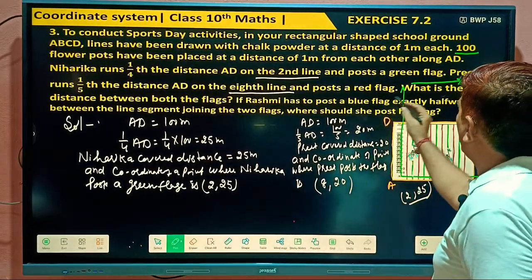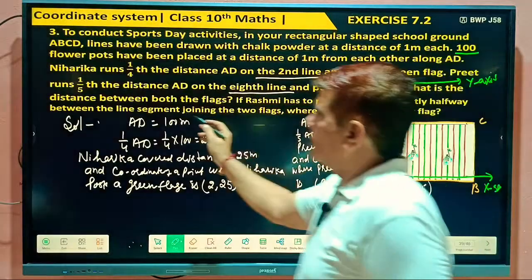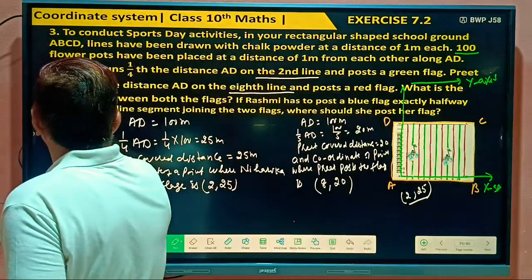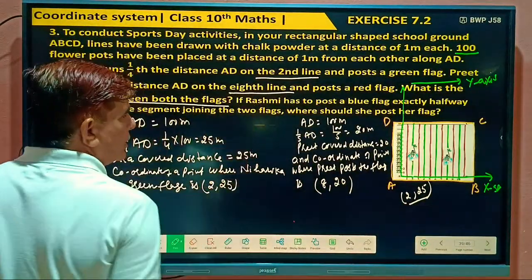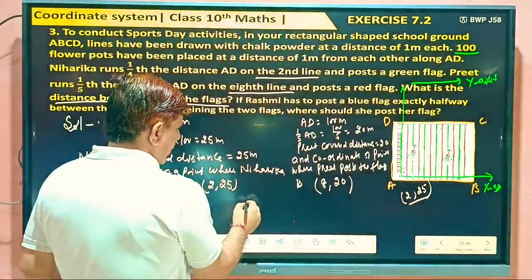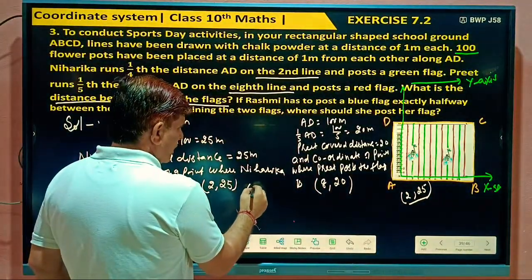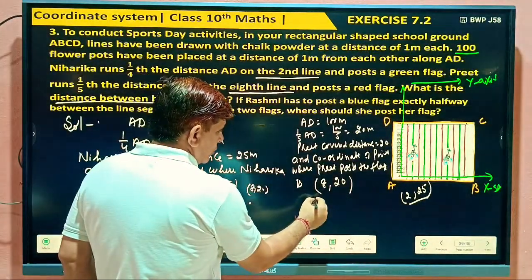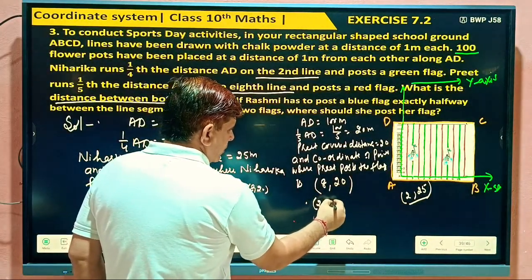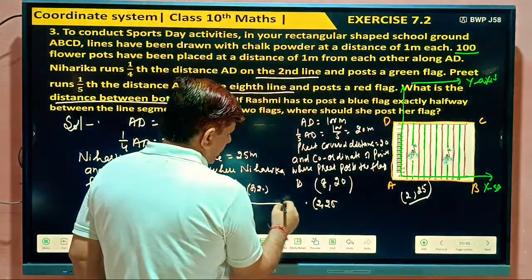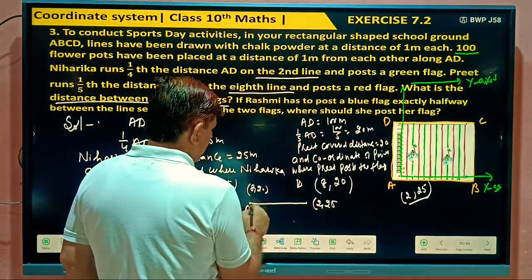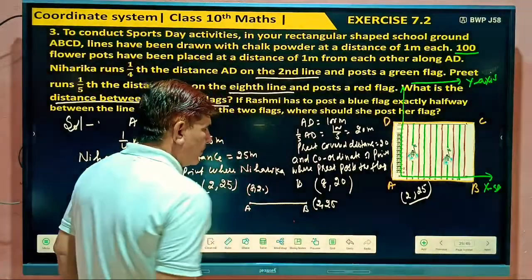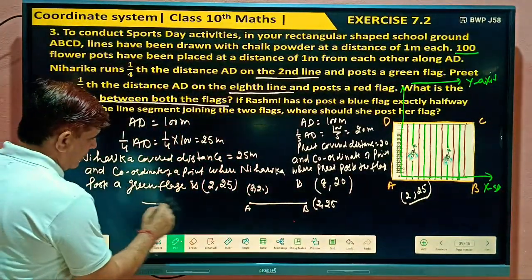So line post a red flag. What is the distance between both the flags? So this you have to find out distance by using distance formula. So one point is here, whose coordinate are these. Another point is this, whose coordinate are 2 and 25. And you have to find out its distance. This is A, this is B. And you know distance formula.